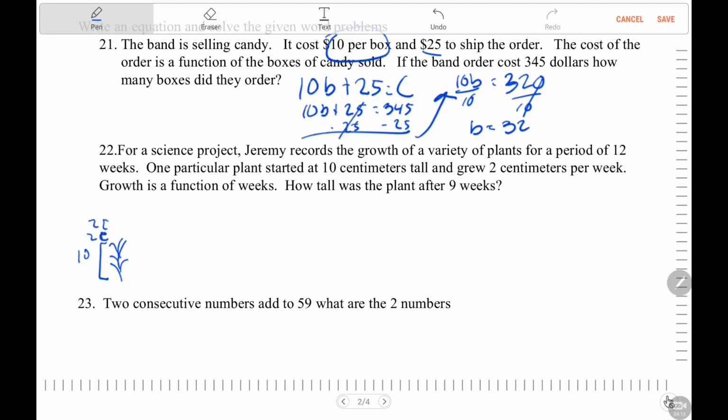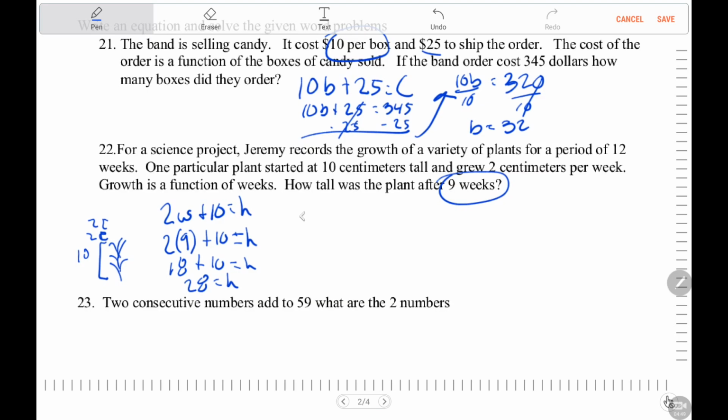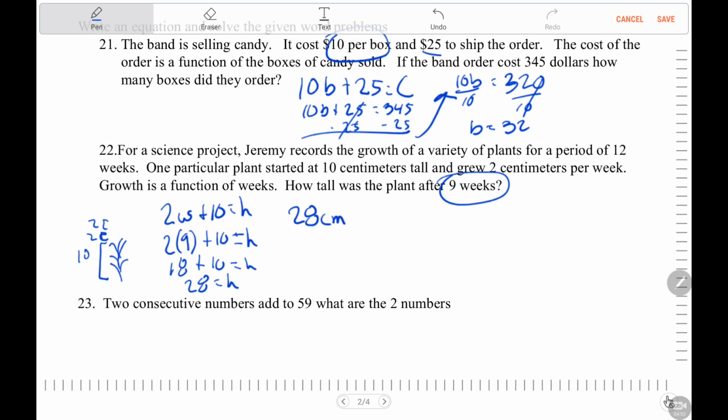The way you write this function is we could say 2 centimeters per week plus the initial 10 is the height. We want to know how tall it is after 9 weeks. Well, we can just plug in 9 for the number of weeks, plus 10, and that's going to equal the height. So you get 18 plus 10 equals the height. So 28 equals the height, and this was in centimeters, so 28 centimeters, and that's it.